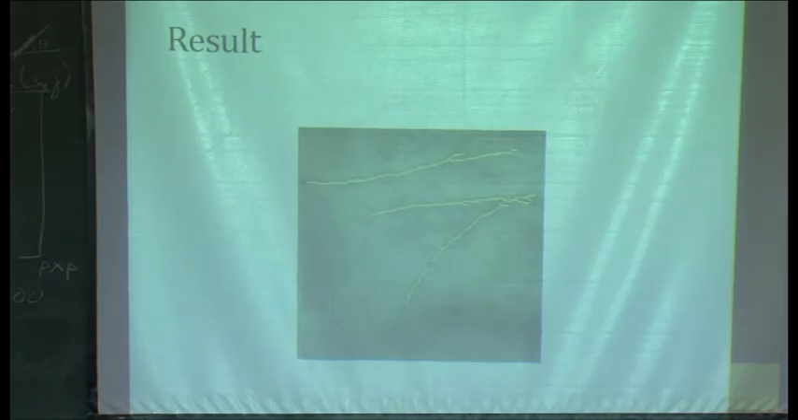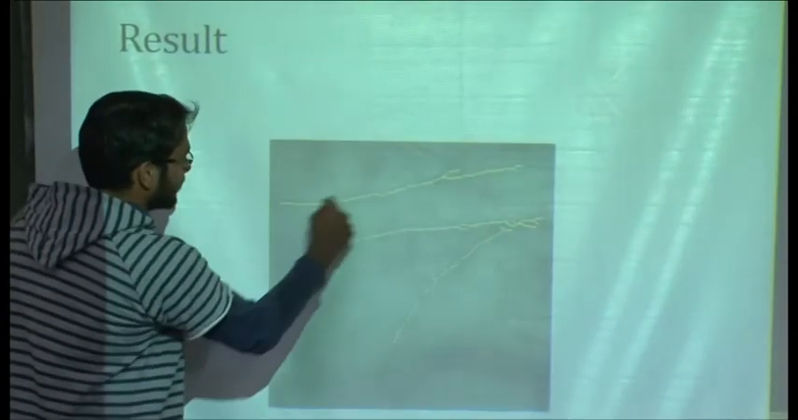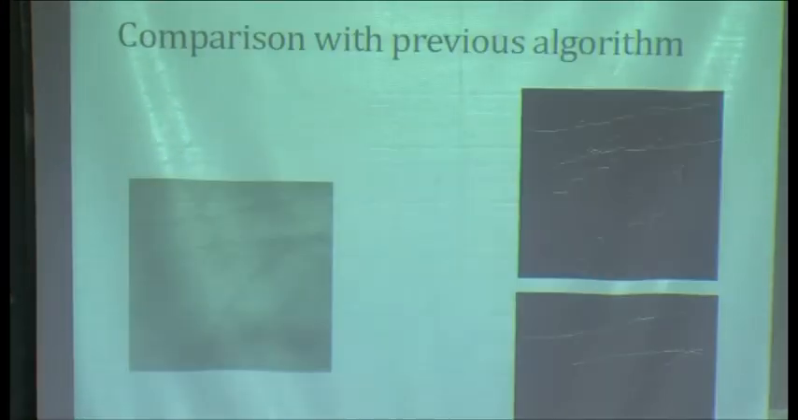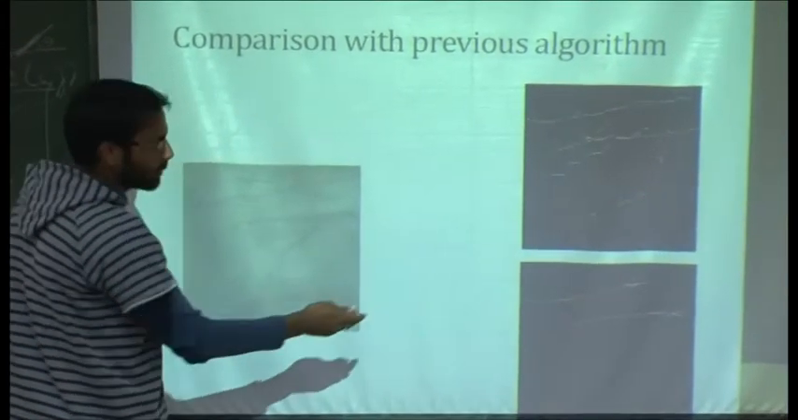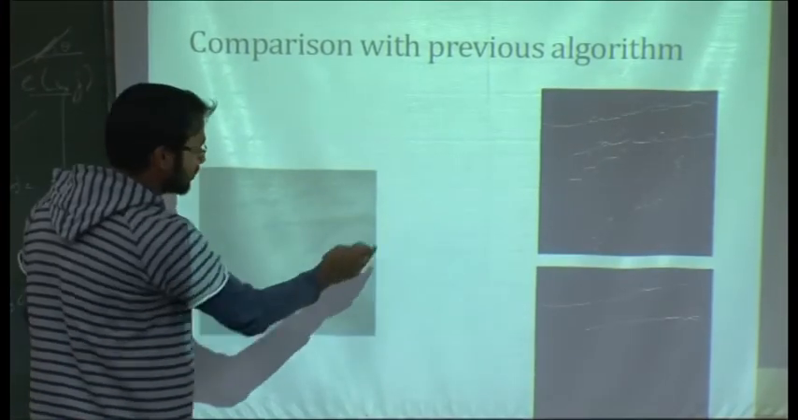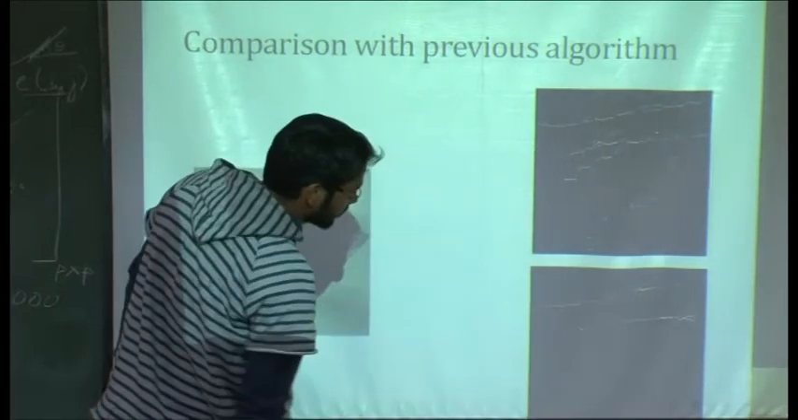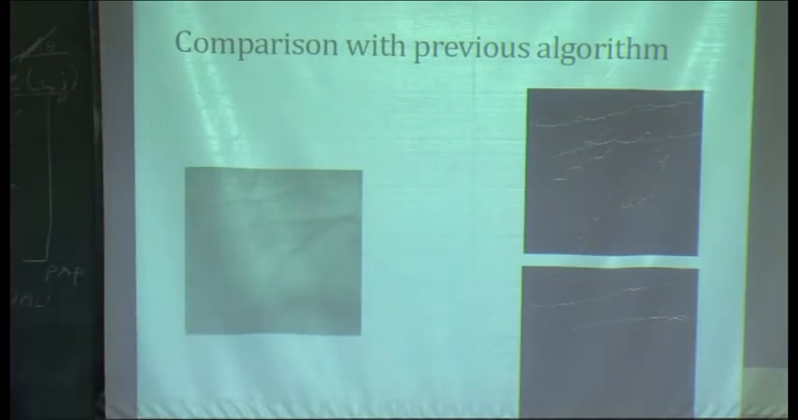Then there are the results that I have obtained. These are the lines, and the yellow one is the line that I have obtained. As compared to the previous algorithm, for this particular image, the previous algorithm did not perform well, and this was the best that it could perform as compared to any other image. And this is the performance of this algorithm. So it is considerably better than the previous.